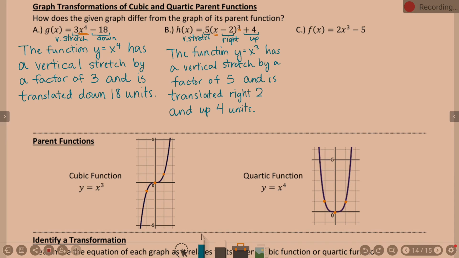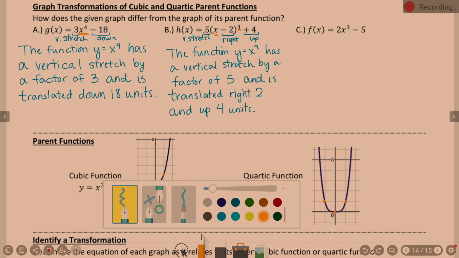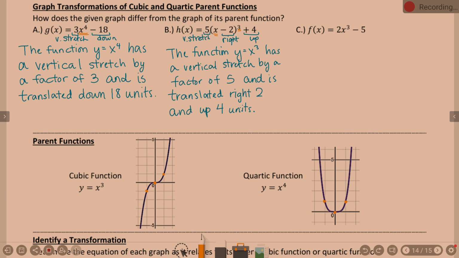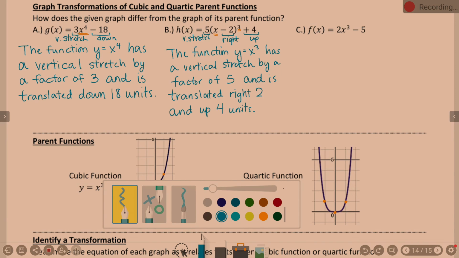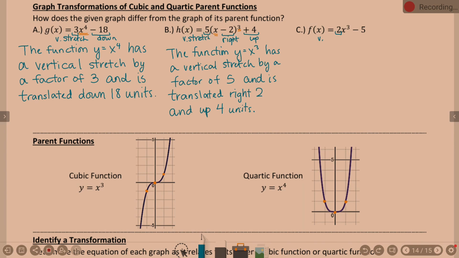Okay. You got the knowledge? One more. C. What are the pieces you see here? What do you see? Okay. So a 2 out front tells me we are stretching. Vertical stretch. What else? Okay. Add or subtract 5 at the end. It's not in parentheses with the x. Is up or down. So this is down 5.